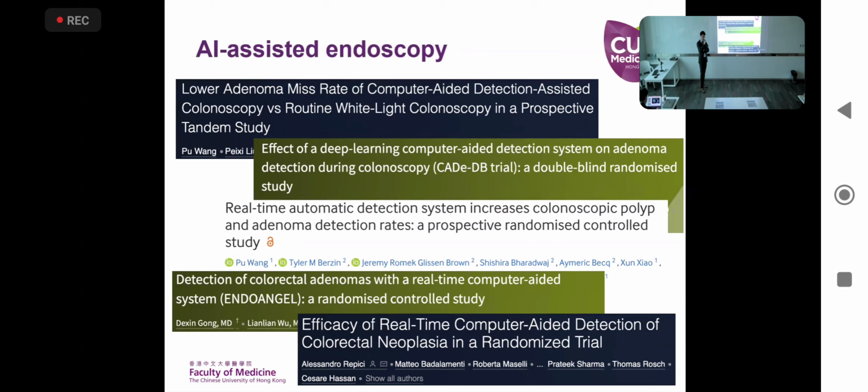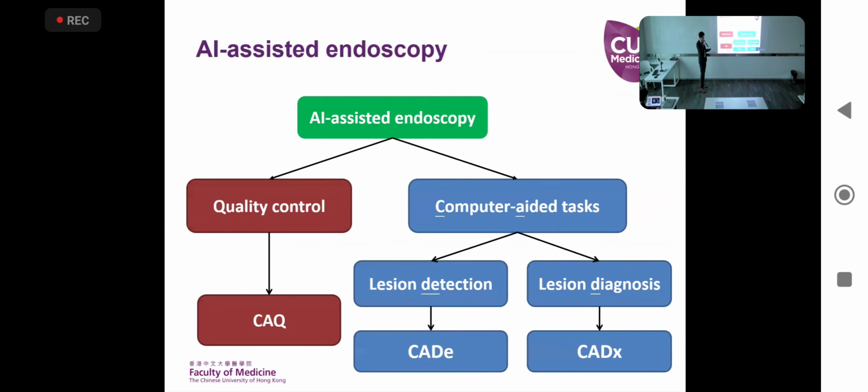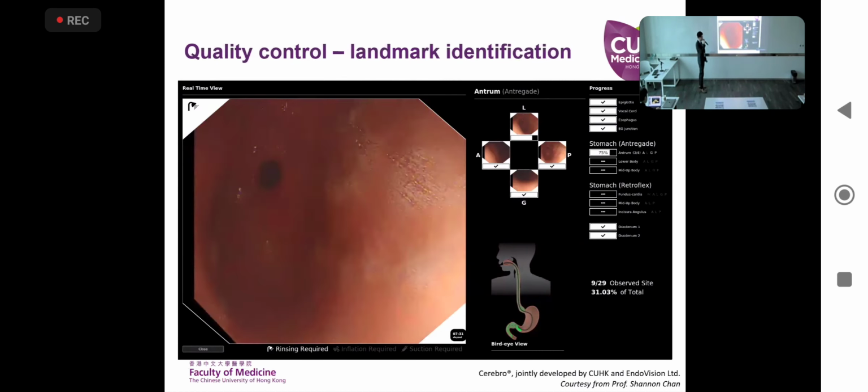Nowadays, there are multiple papers, randomized trials, and even meta-analyses published. So in general, AI-assisted endoscopy can be categorized into quality control, which we call CAQ, or computer-aided tasks. In terms of the tasks, we can do lesion detection, which is called CADe, or lesion diagnosis, which we call CADx. So in general, there are three main categories of computer-aided endoscopy nowadays. So we talk about quality control first.